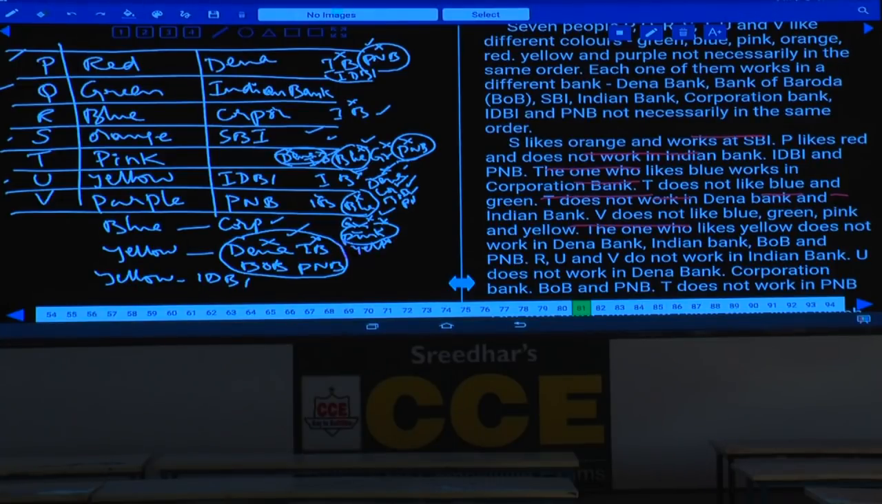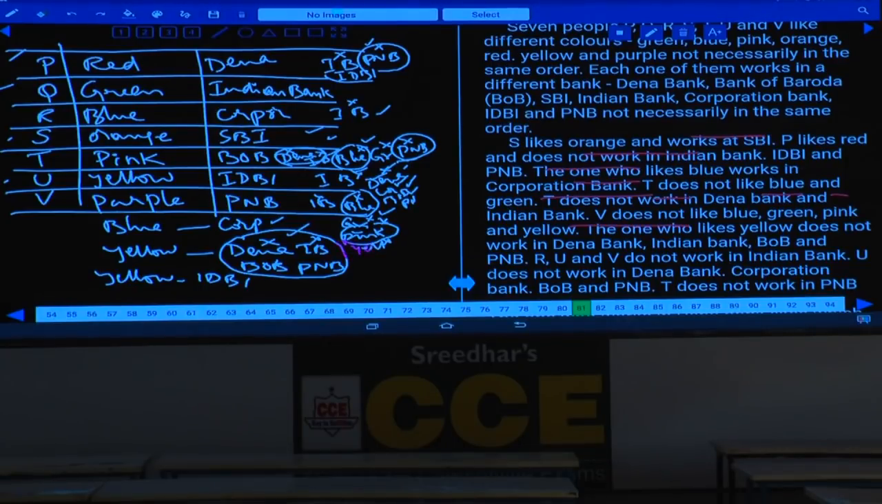If P works in Dena Bank, then what is the bank left over here? Bank of Baroda. Then who works in Bank of Baroda? T works in Bank of Baroda. Done with this? Now in this distribution, this is the advantage we have by representing the information like this. We have read the information only once from top to bottom. Accordingly, we have represented the data. Once we have represented the data, then we need to adjust the given data.